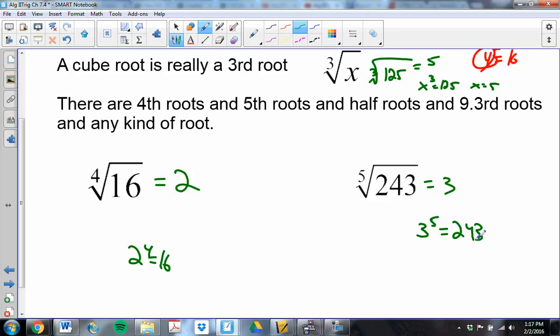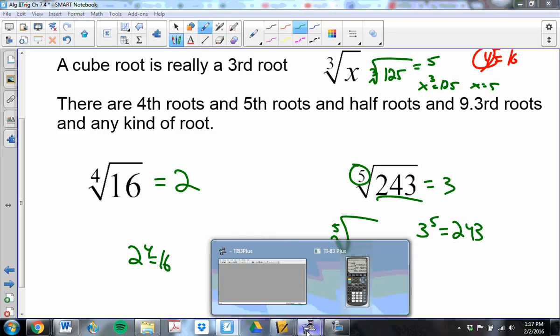Whatever this number is called, your index, that number sitting on that little shelf, I call it the root shelf, but it's really the term index. Whatever your index is, that's how many times you're multiplying a number to get to this. Let me show you how to do that in your calculator real quick.